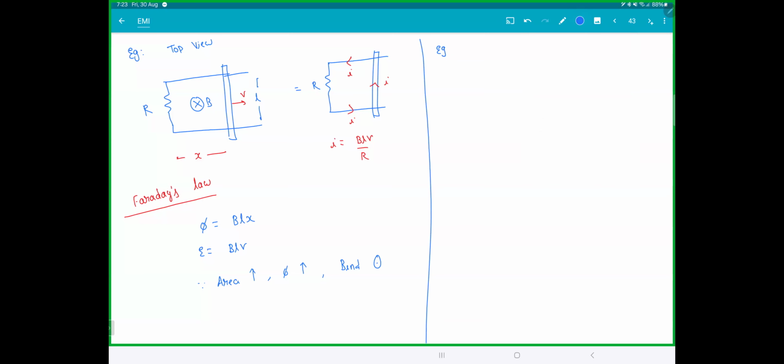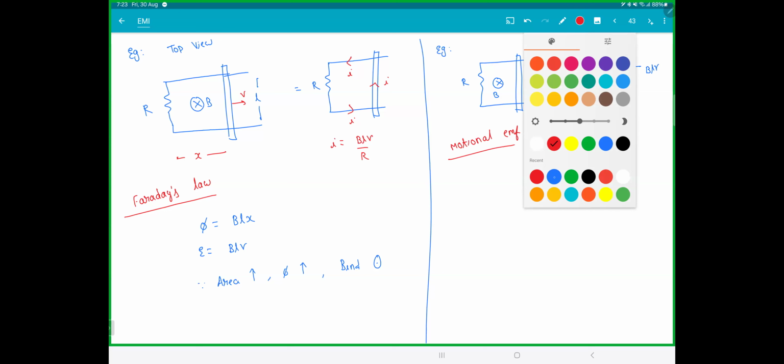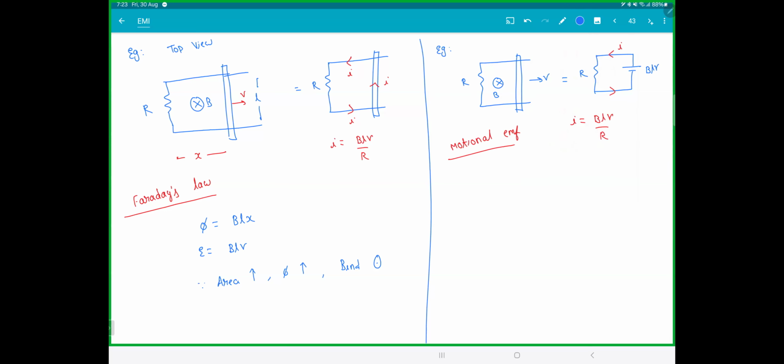The same question, if you tell motional EMF to solve: this is going with V. There is a magnetic field B. So motional EMF will say this rod will start acting like a battery, which is BLV. And it will say the current I is BLV by R. Both of them will get the same answer. This is using motional EMF. Clear? So if you use motional EMF, don't talk about flux. If you want to talk about flux, don't talk about motional EMF.